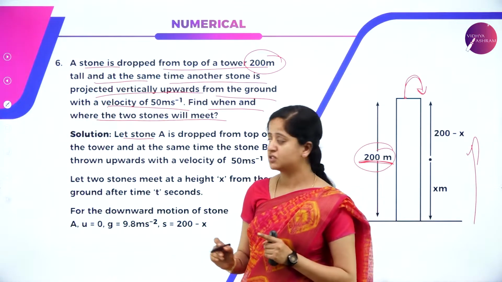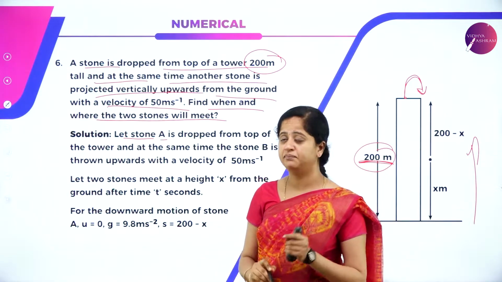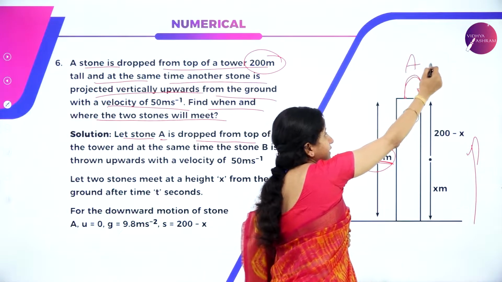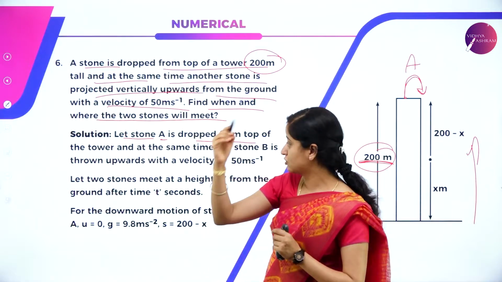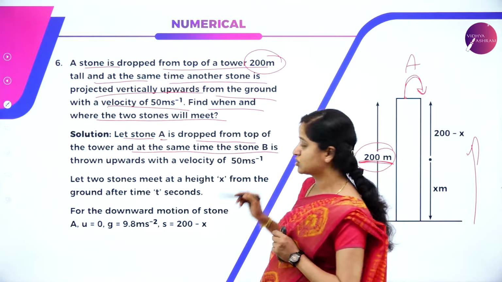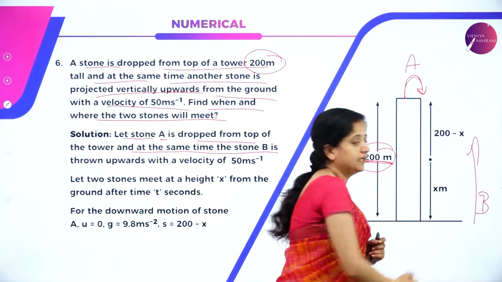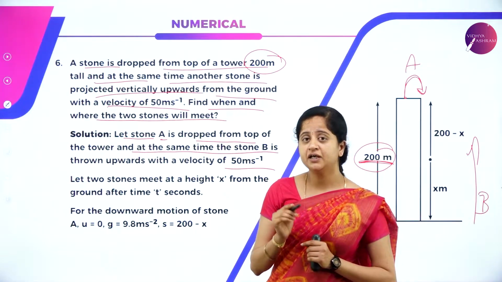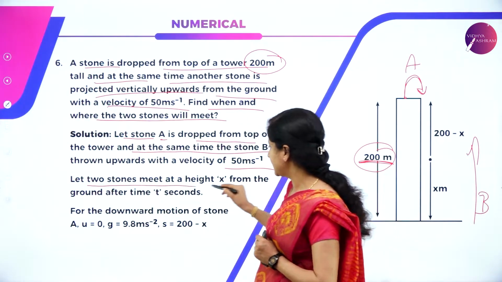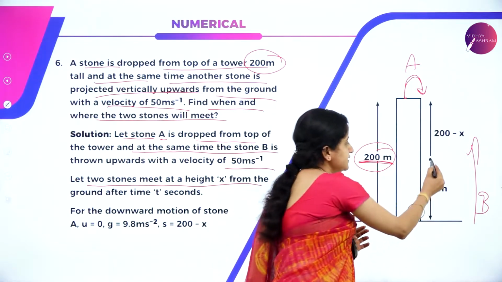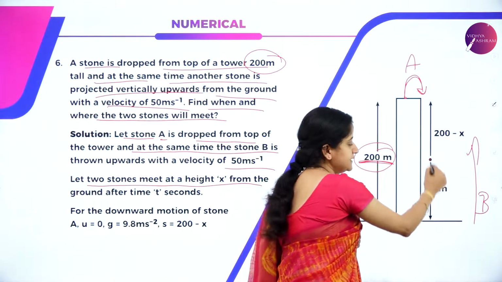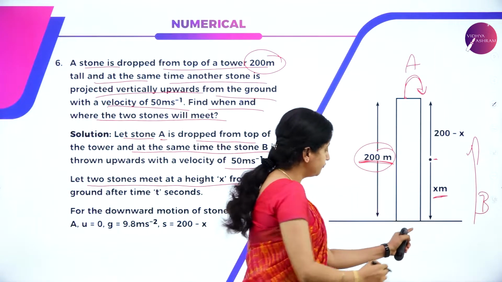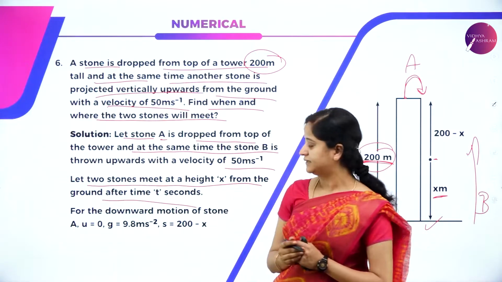Let us consider two stones, one as stone A, the other one as stone B. Let stone A be dropped from the top of the tower, and at the same time stone B is projected vertically upwards with the velocity of 50 meter per second. Let the two stones meet at a height x from the ground, at this point, x meter from the ground after t seconds.